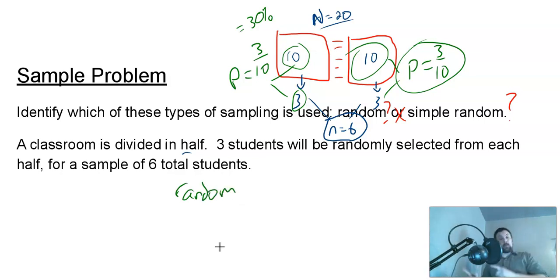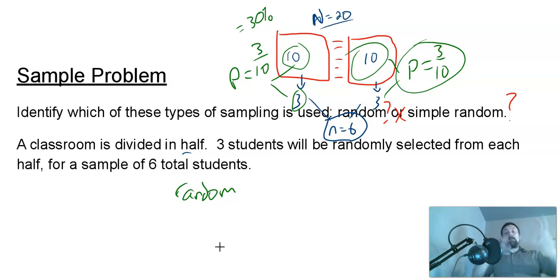But is it simple random? Because remember, with random, you're looking at the individual. Does each individual have the same chance of being selected? In this scenario, yes. Each individual has a 3 in 10 chance of being selected for the sample. So it's random because everybody has the same chance of being selected on the individual level. But for the group level, is it equal? So is it a simple random sample?